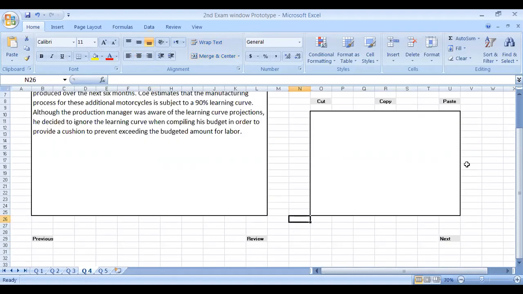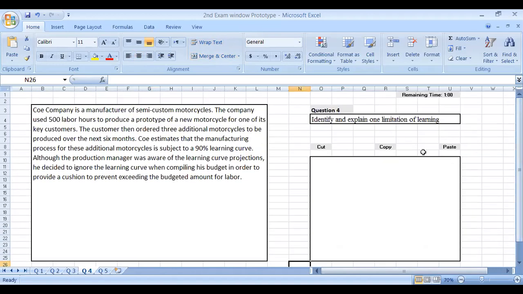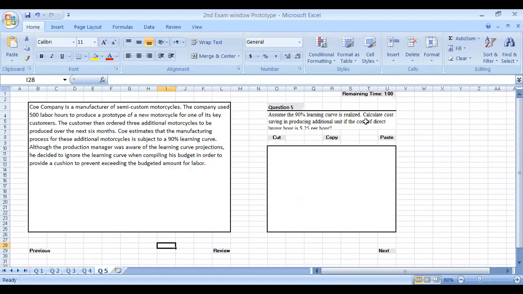After that, in question 4, identify and explain one limitation of learning curve. Again, this is about typing your answer. You don't take any hint from your scenario. And in the last question, here you are supposed to get the hint from your scenario. After completing your first scenario's questions, when you click on next, your next scenario will appear here.